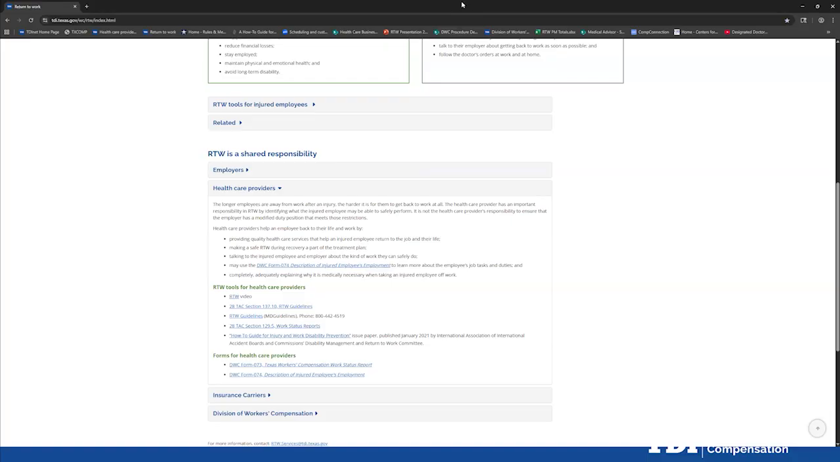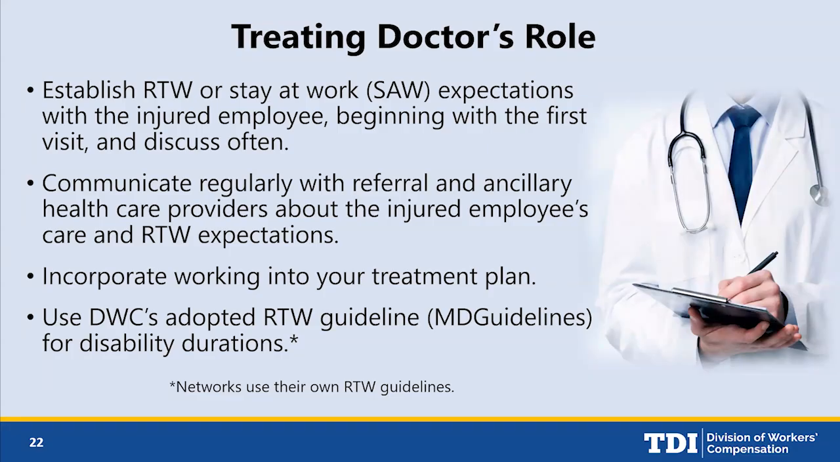They are very helpful. So treating doctor, just keep in mind, the first thing is to set return to work or stay at work expectations or goals with the injured employee from the very beginning, right? During the first visit, if it's appropriate. Let's talk about your returning to work. And they may bristle, think that you're trying to send them back to work that day or the next day, that it is too soon. But talk to them in a way that helps them understand that returning to work is something being done for them, not to them, right?